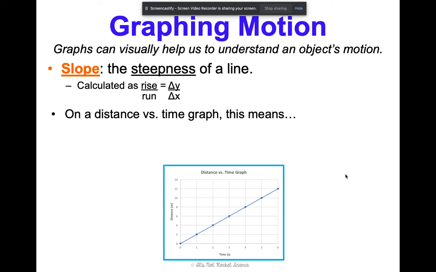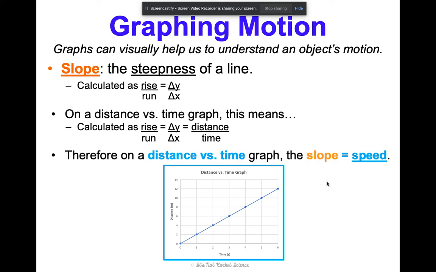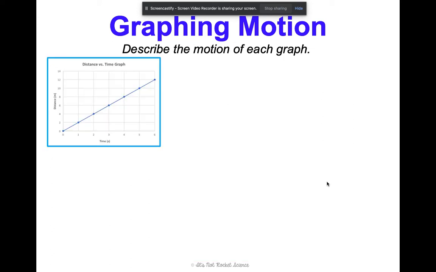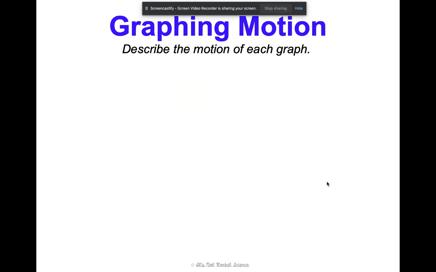On a distance versus time graph like this one, this means that rise over run, or delta y over delta x, equals distance over time. So on a distance versus time graph, the slope is actually the speed, which is kind of nice. So we can actually break down 4 different graphs to describe.